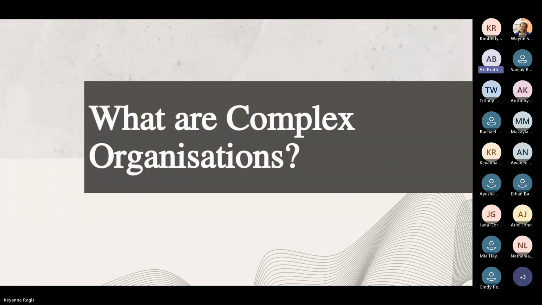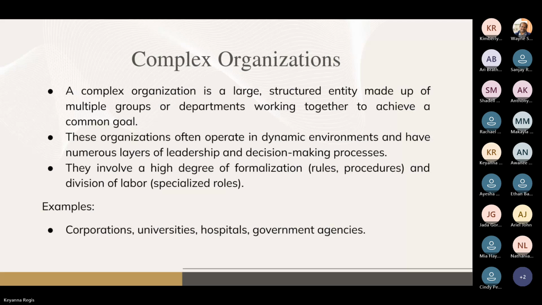What are complex organizations? A complex organization is a large, structured entity made up of multiple groups or departments working together to achieve a common goal. These organizations often operate in dynamic environments and have numerous layers of leadership and decision-making processes. They involve a high degree of formalization, rules and procedures, and division of labor, specialized roles. Examples: corporations, universities, hospitals, and government agencies. Next slide.